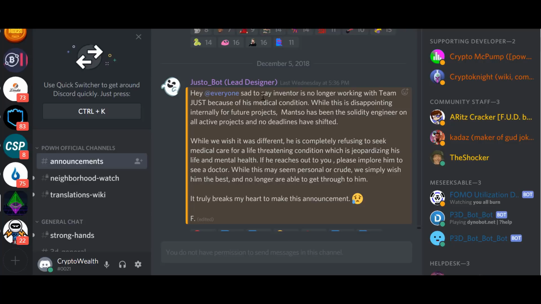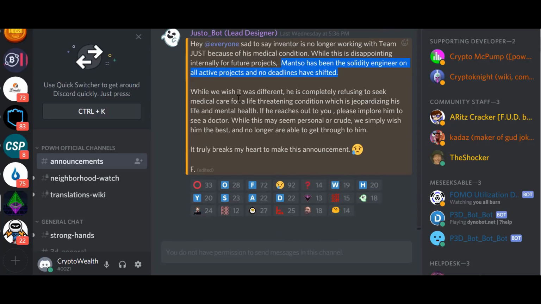Sad to say, Inventor is no longer working with Team Just because of his medical condition. While this is disappointing internally for future projects, Manso has been the solidity engineer on all active projects and no deadlines have shifted. While we wish it was different, he is completely refusing to seek medical care for a life-threatening condition which is jeopardizing his life and mental health. If he reaches out to you, please implore him to see a doctor. While this may seem personal or crude, we simply wish him the best and are no longer able to get through to him. It truly breaks our heart to make this announcement.